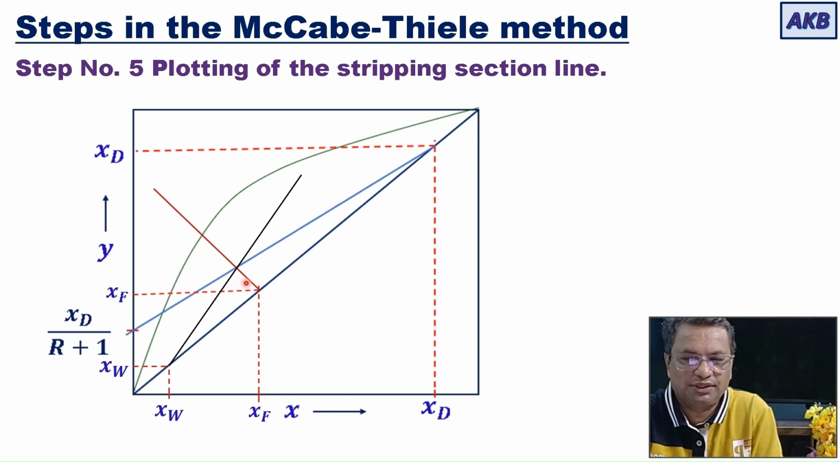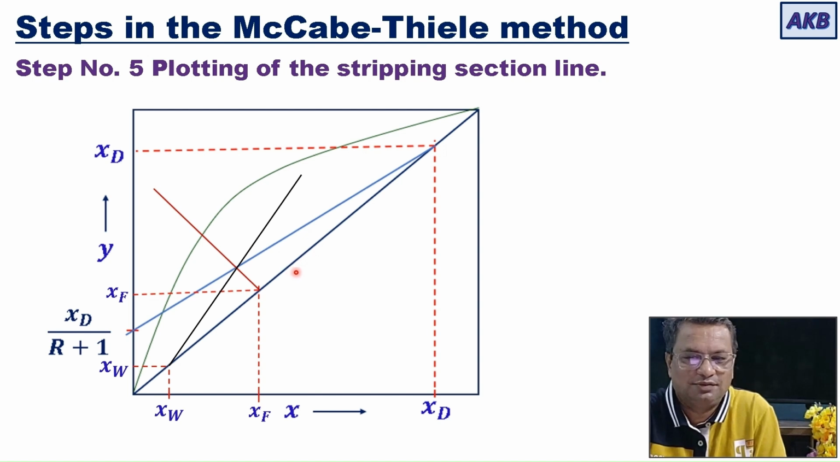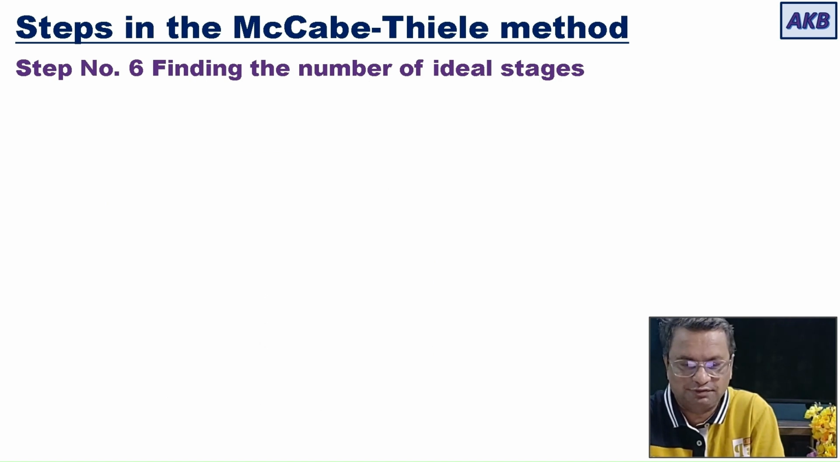Again, you must have noted the three lines, the rectifying section line, the stripping section line, and the Q line. They intersect each other at a single point. So with this basic structure now formed, we are going to use this to find the number of stages. Now let us see how to find the number of stages. This will be done in step number 6.